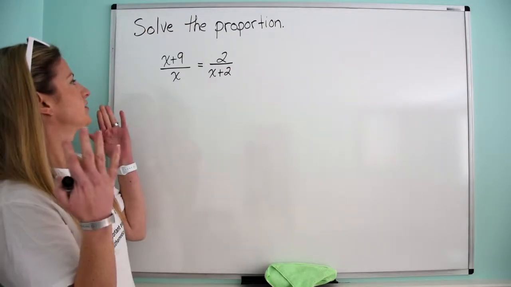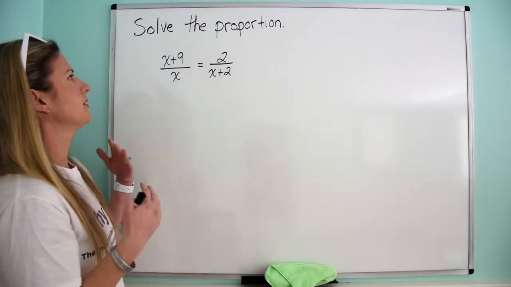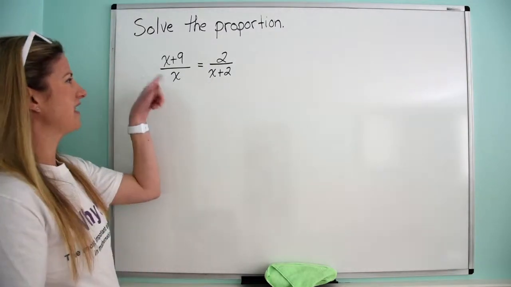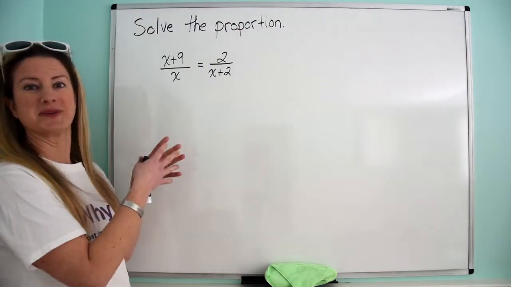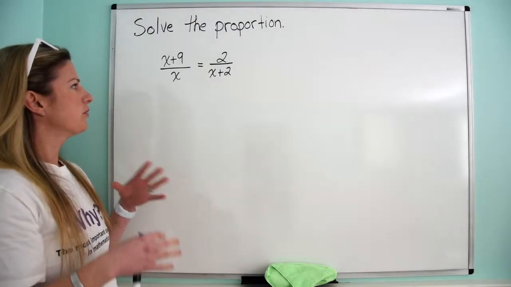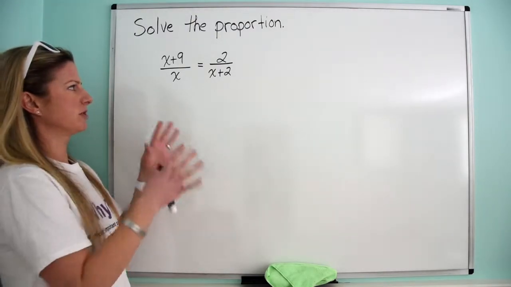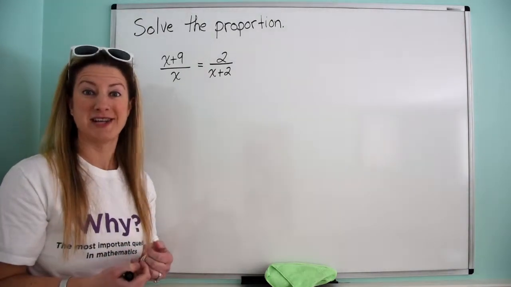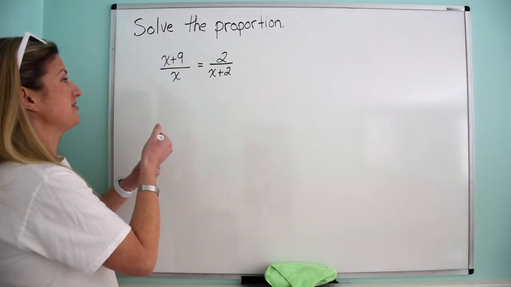All right, so we have a proportion here, and when I say solve the proportion, that means find the value of x that would make this true, okay? You probably remember from solving easier proportions that one of the simplest ways to do it is to set the cross products equal to each other. So that's what we're going to do.